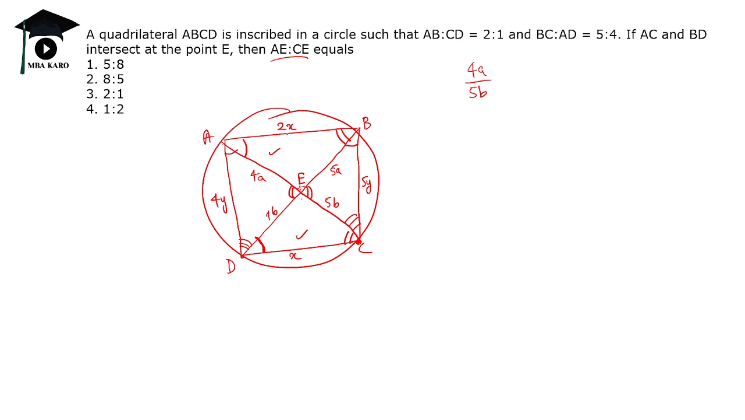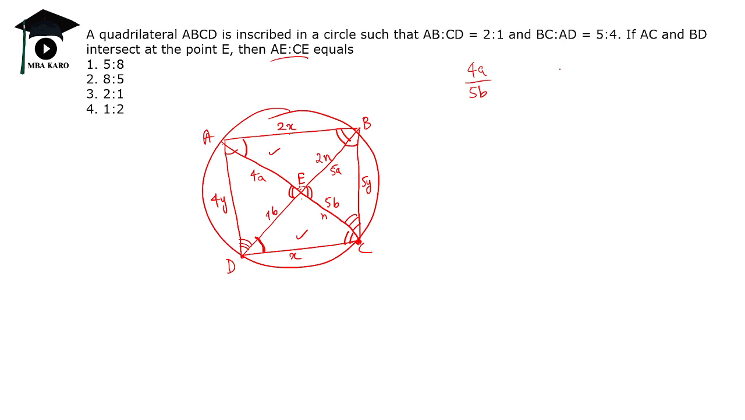So what do we get? This side upon this side is 2:1. So let's say this corresponding side is twice of this side. So let's say this side is 2n, this side is going to be n, right?